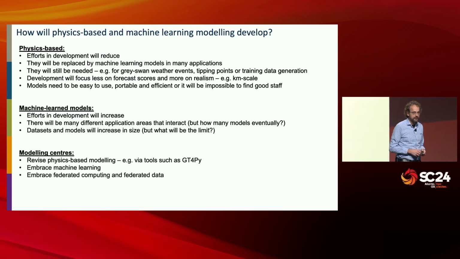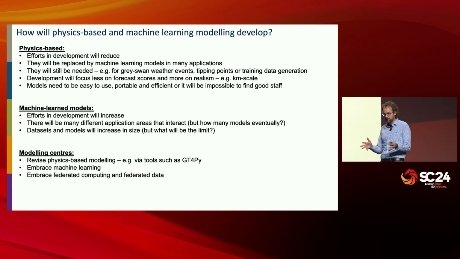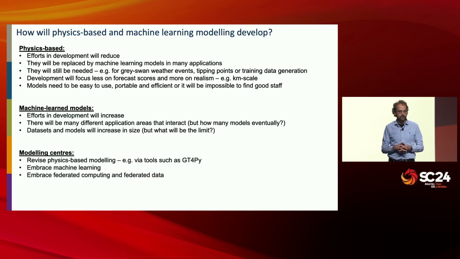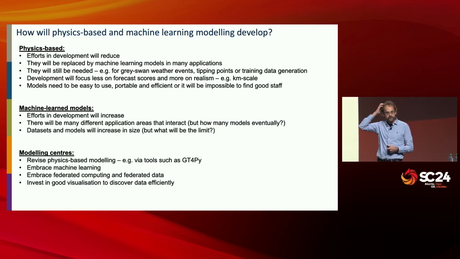We have to embrace federated computing as well and federated data. That's also going to hit us. I haven't talked about this a lot, but obviously, with projects like Destination Earth, we're now able to port our model to the different supercomputers. This wasn't the case 5 years ago; we were happy when we could run on one other machine other than our own local machine. And now we are able to run on a lot of different machines, and that's a good thing. We also need to invest in more good visualization, to also discover data inefficiencies and these kinds of things. So that's also something to look into.